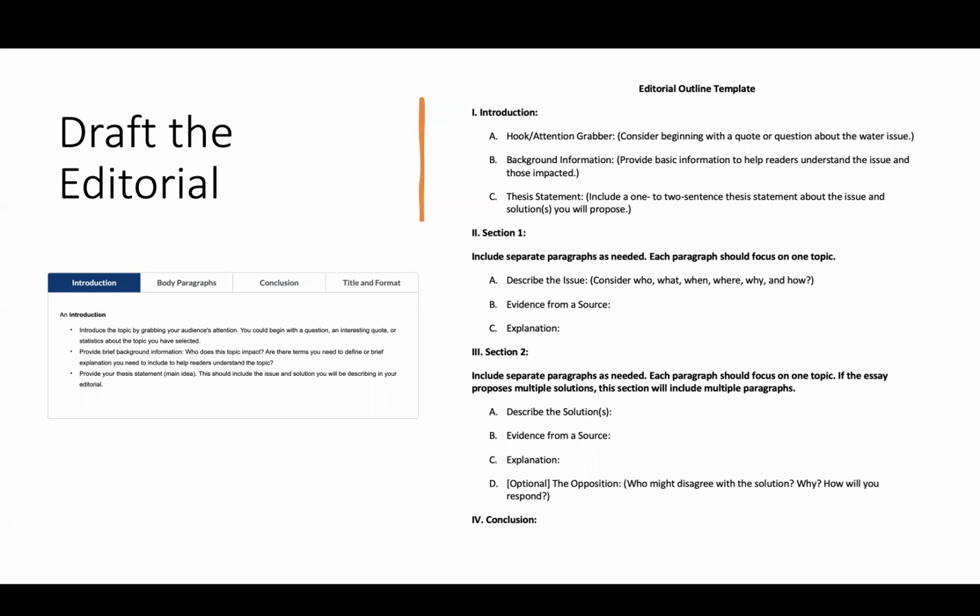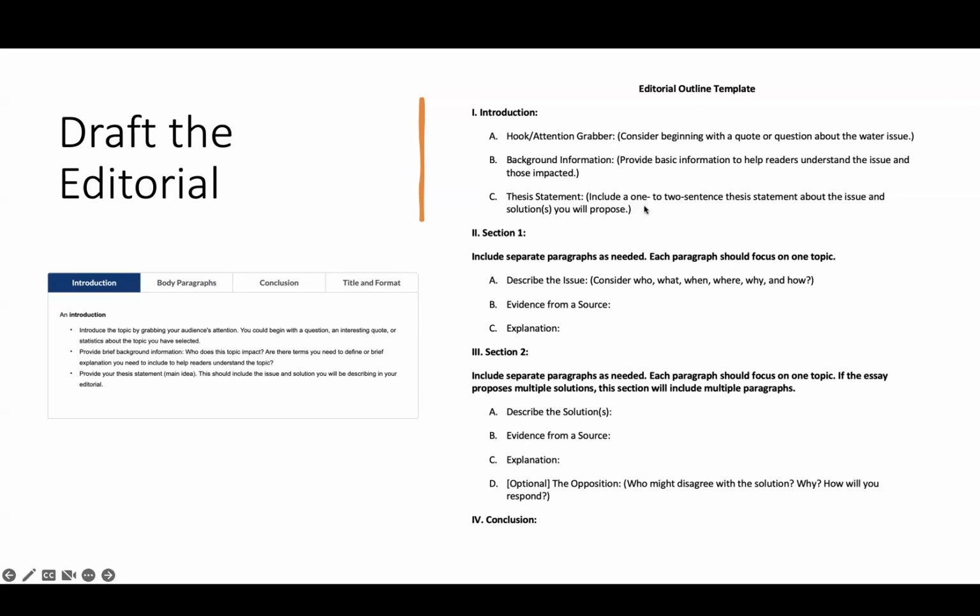And so this is an academic writing piece. And in that, typically people expect in the introduction that there'll be three different parts. There'll be a hook or an attention grabber that grabs the audience's attention and encourages them to read more. This might be a quote from one of the resources you've read or a question about a water issue. Then typically writers include background information. This is where they provide basic information to help readers understand the issue. And so you might develop 1 to 3 sentences that helps readers understand the issue that you've selected.